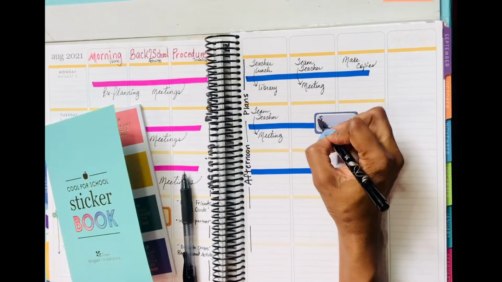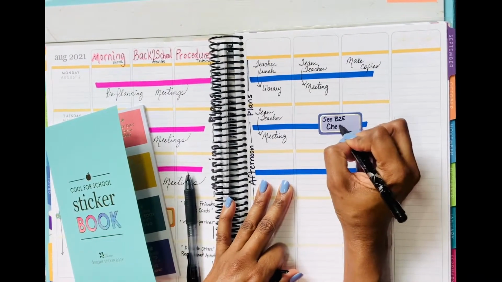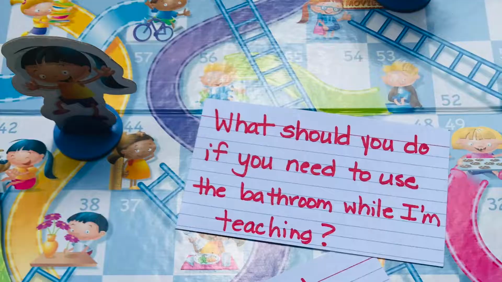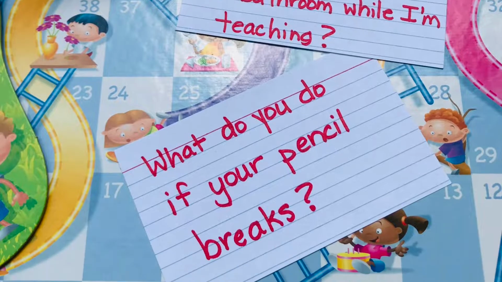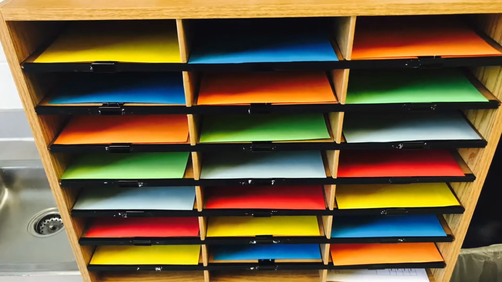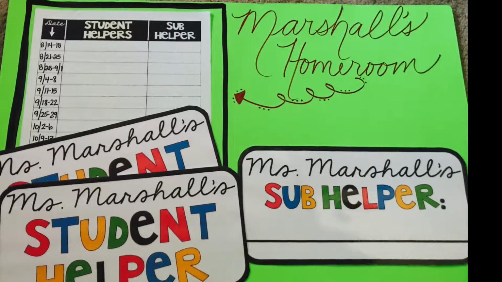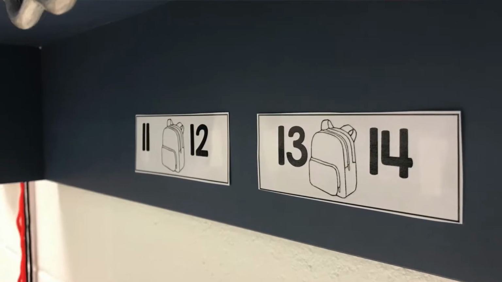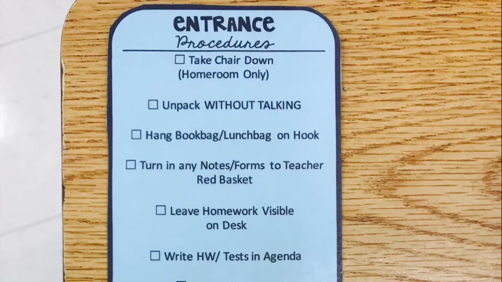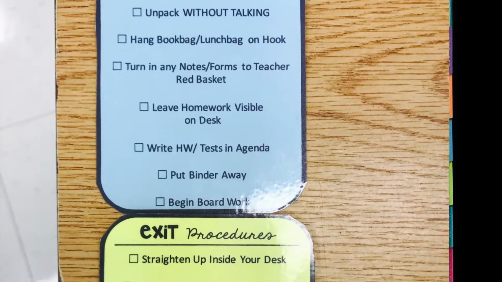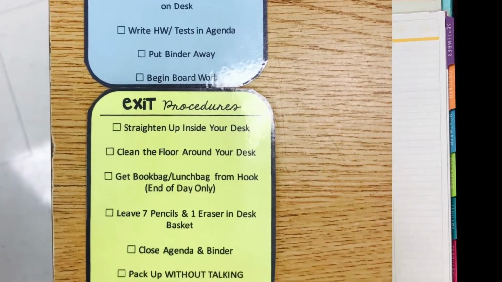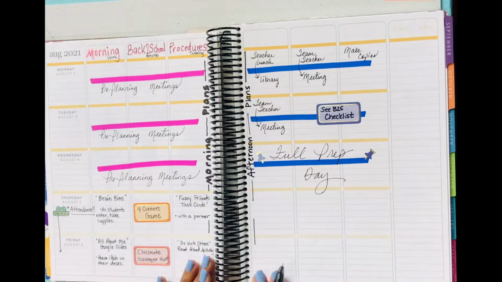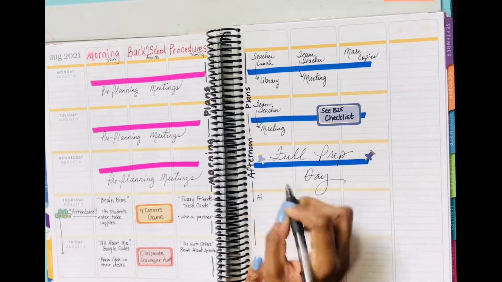Since I've mentioned back to school procedures so many times, let me give you some examples of the type of procedures that I go over with my students. We talk about things like going to the bathroom, what to do in your pencil breaks, where to turn in your homework and gather your paperwork. We go over class helper jobs, where to hang up your book bag and put your supplies. I even have an entrance procedures and exit procedures checklist that I keep on their desk. We go over all those detailed procedures for the first few weeks of school.